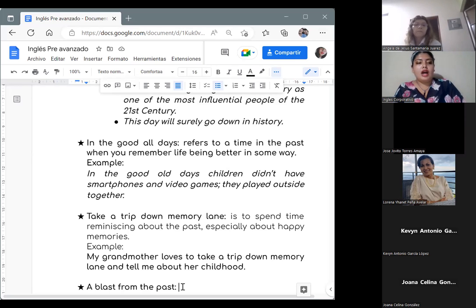And after a long time, we see again that person and we remember good things about the past or the place in which we used to live. So in that case, it's to bring to the memory something that maybe you don't forget, but you are not remembering all the time. You keep it like saving a space in your memory, but when you see this kind of people, you remember all the things that you lived.